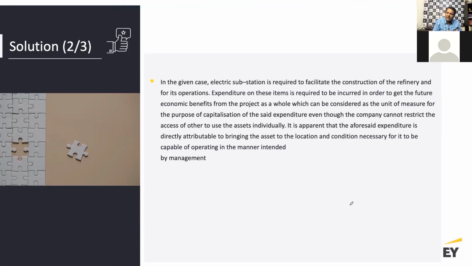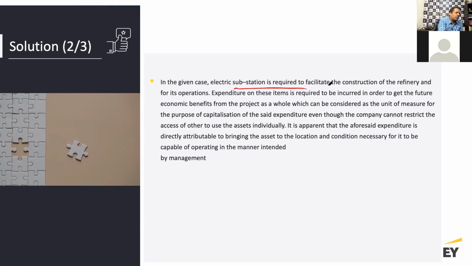You have to look at the recognition, then apply the judgment, and then say why we believe this is allowed to be capitalized: because this cost is not something you can avoid incurring. Unless you incur this cost, you will not be able to operate the plant, and hence this is an important cost for you to incur.